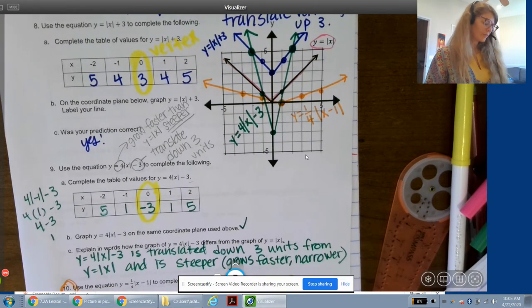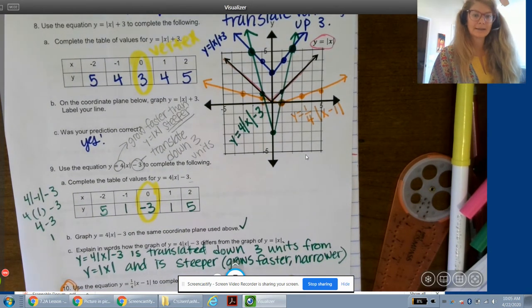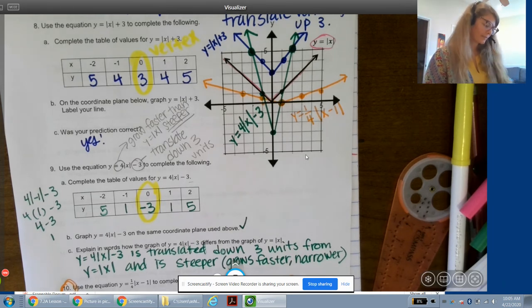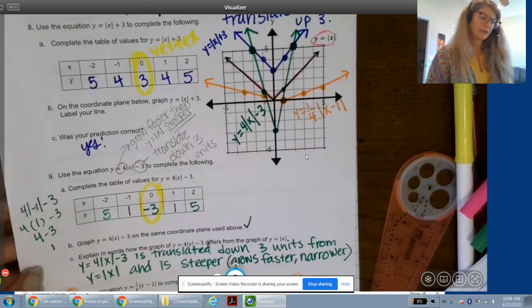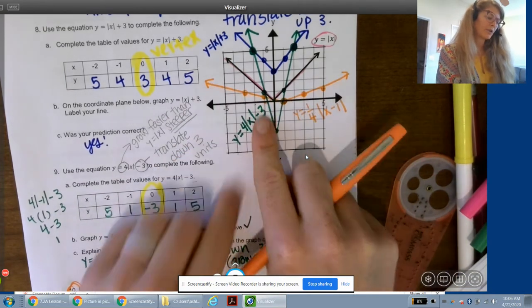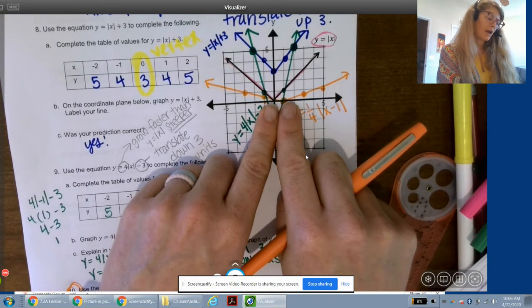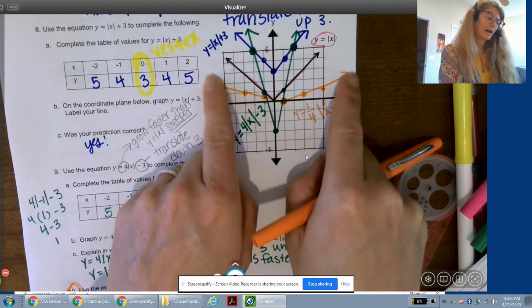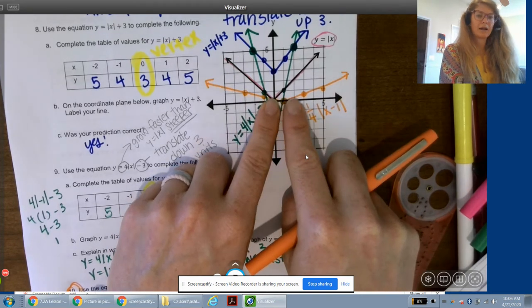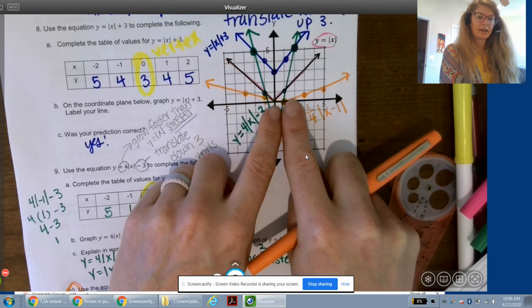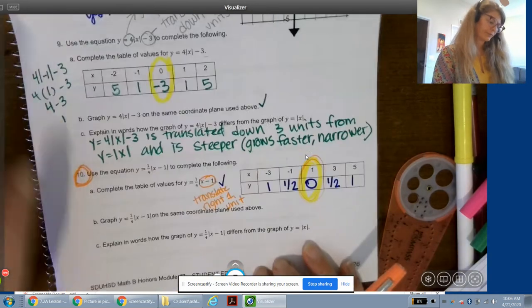Excellent job. So part C on 10 says, explain in words how the graph of y equals 1/4 times the absolute value of x minus 1 differs from the graph of y equals absolute value of x. So if we want to explain in words, we're going to talk about how we translated to the right 1 unit, and we're growing at a slower rate, a less fast rate, making this graph wider.